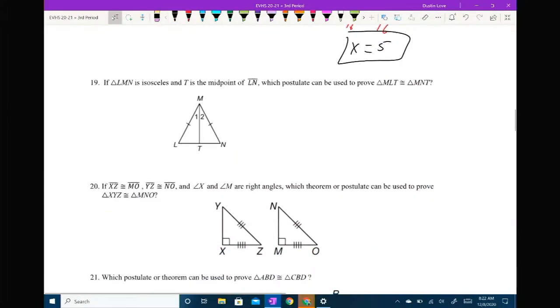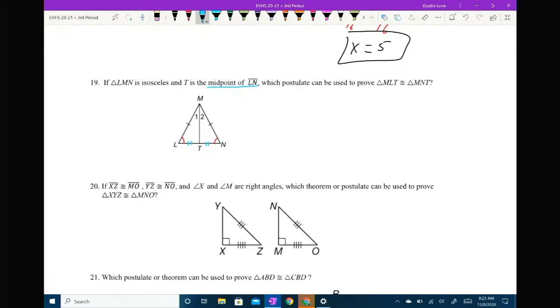If triangle LMN is isosceles and T is the midpoint of LN. Okay, isosceles tells me those two sides are congruent. Also, these two angles are congruent, the base angles of the isosceles triangle. And the midpoint of LN means that these two are congruent to each other because T is the midpoint. It means both sides are equal.